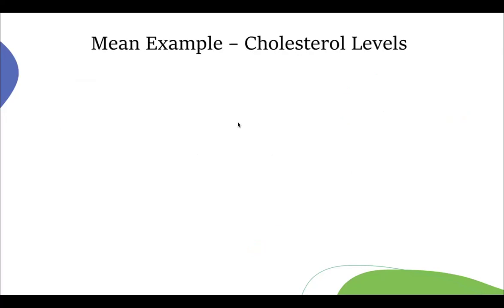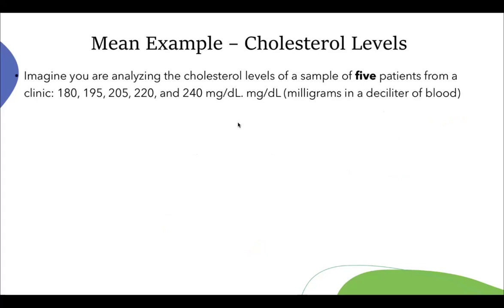So let's find the mean of a set of cholesterol levels. If we have values 180, 195, 205, 220, and 240, so we have 5 patients, and these are their cholesterol levels, we can find the mean by adding them up and dividing by 5. So I'm going to share my calculator, and I'm going to do that with you.